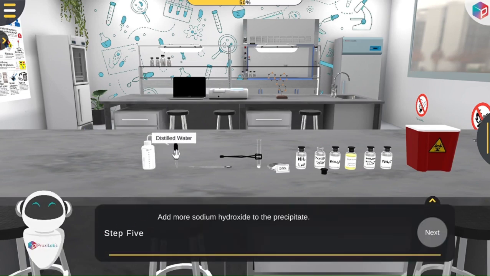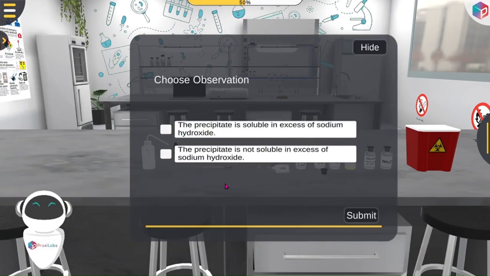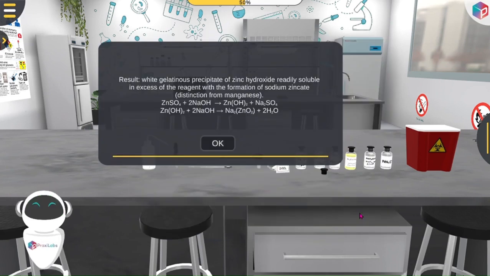Step 5. Add more sodium hydroxide to the precipitate. Observation: the precipitate is soluble in excess of sodium hydroxide. Result: white gelatinous precipitate of zinc hydroxide readily soluble in excess of the reagent, with the formation of sodium zincate, distinction from manganese.